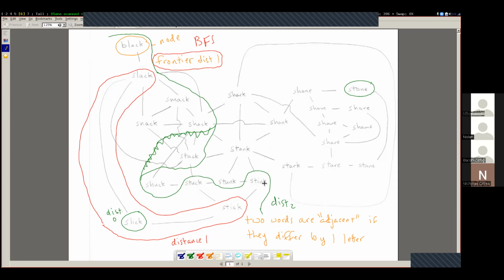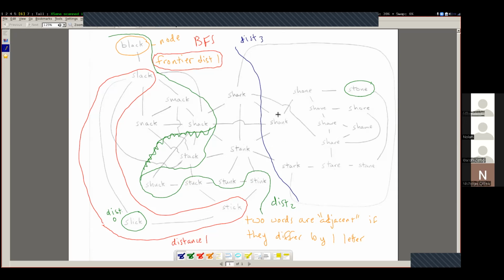And now we're going on to our distance 3 frontier. So we take everything in the distance 2 frontier right here, and we'll find what are its neighbors. So here, now we'll include shuck as a neighbor of stuck, stunk here as a neighbor, stank, and shark. I believe those are the only neighbors there, and that defines our distance 3 frontier right here.